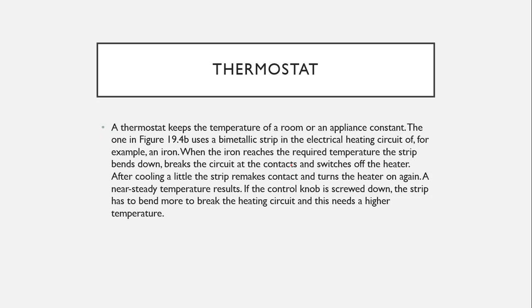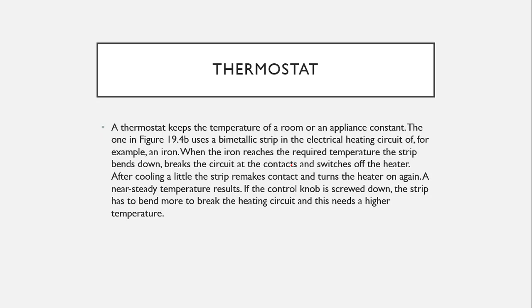Another very big example is that of the thermostat. A thermostat keeps the temperature of a room or an appliance constant. The figure is on the next page. It uses a bimetallic strip in an electrical heating circuit. When the iron reaches the required temperature, the strip bends down and breaks the circuit contact. So it's basically the opposite of the fire alarm.